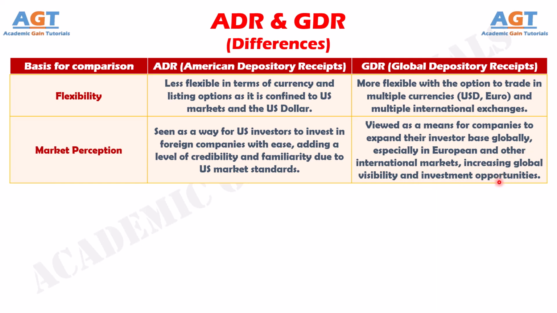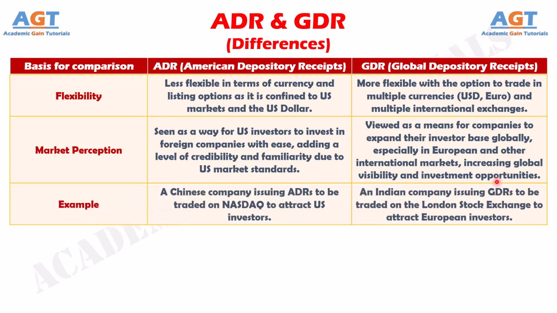And finally, difference number 16. For example, a Chinese company might issue ADRs to be traded on Nasdaq to attract US investors, whereas an Indian company might issue GDRs to be traded on the London Stock Exchange to attract European investors. So, these are the differences between ADR and GDR.